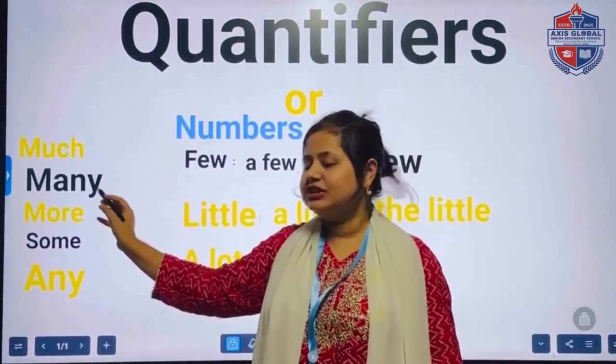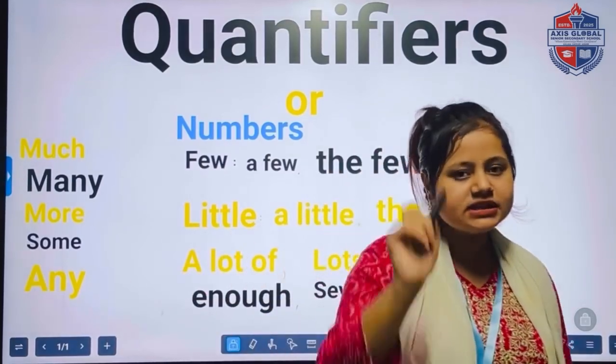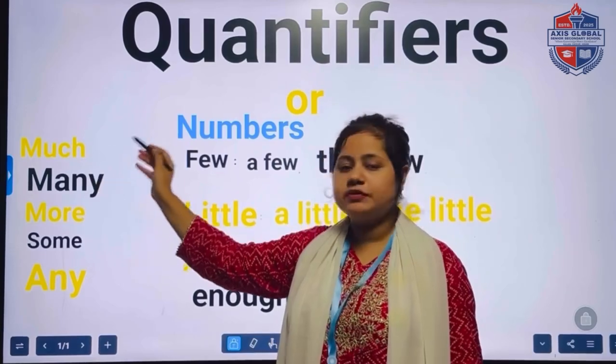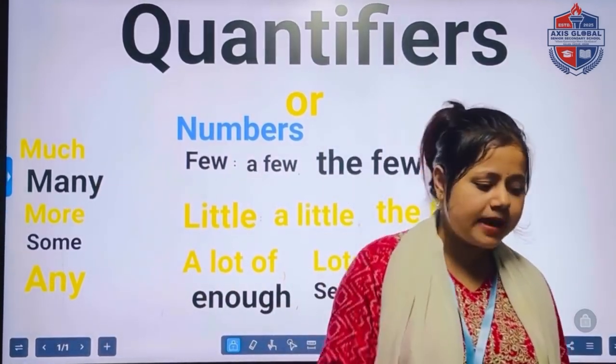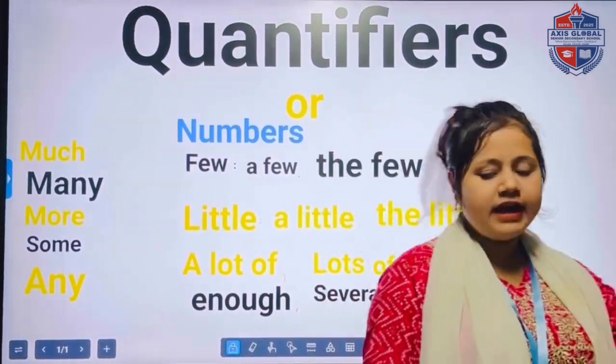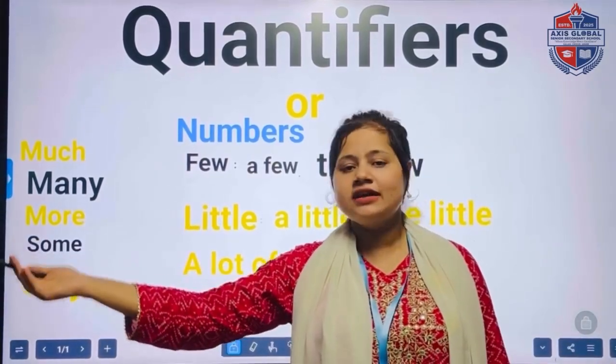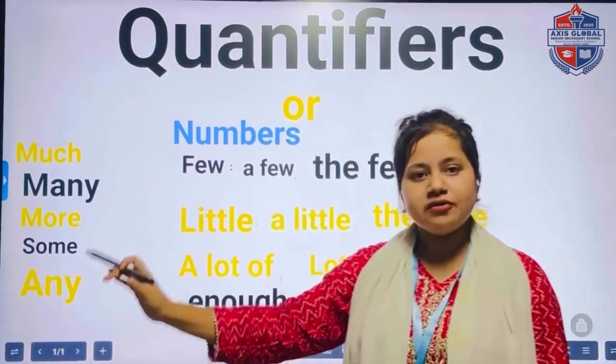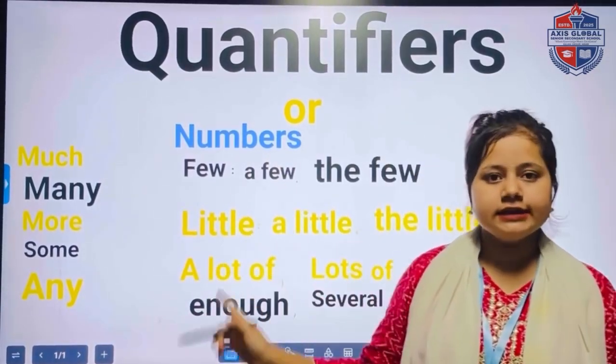Many and much, their meanings are same, but there is a difference. Many is used before countable and much is used before uncountable. If I have to give an example, I can say there are many boys sitting in the bench. Why am I saying many? Because boys can be counted. One by one I can count them.